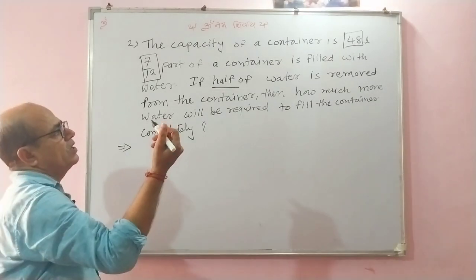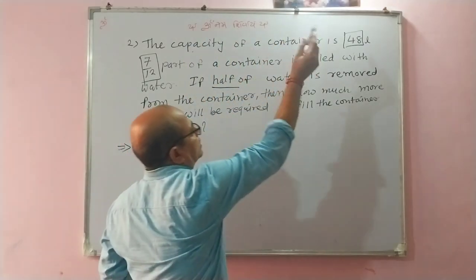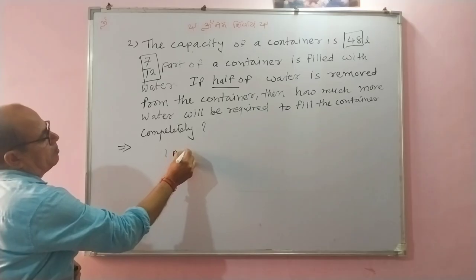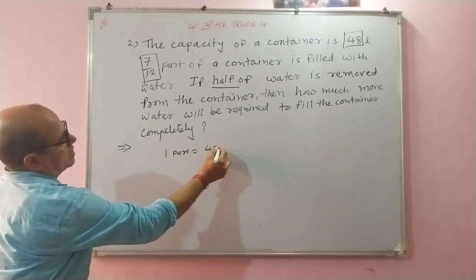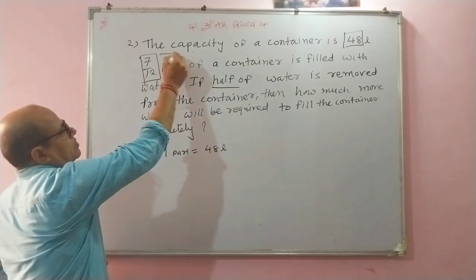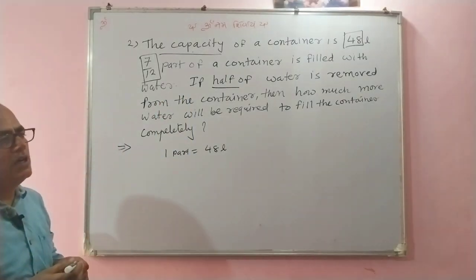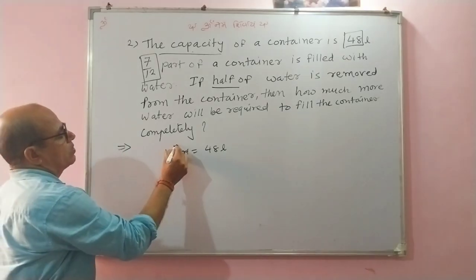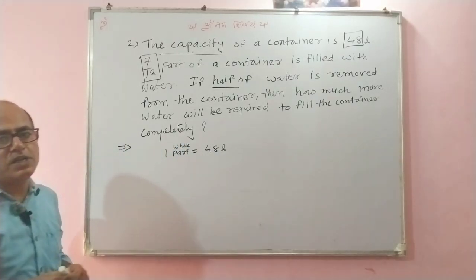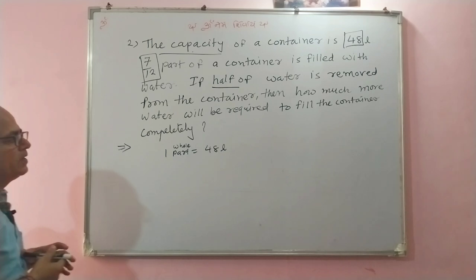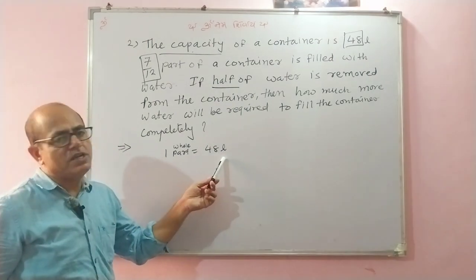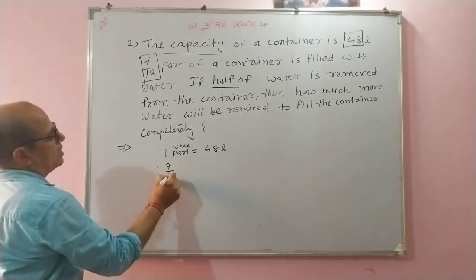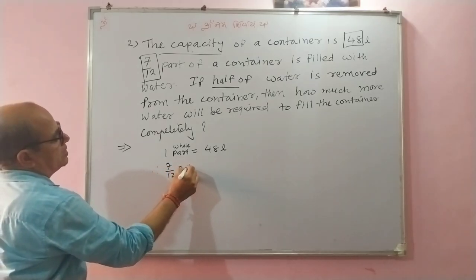First of all, you have to find out the capacity of the container, means the whole part. One part means how many liters? 48 liters, right? Capacity of the container means whole. If you want to fill the whole container, means one part, one means whole part. If you want to fill the container completely, you need how many liters of water? 48 liters. But how much is filled? 7 upon 12 part is filled. Okay. So how much?